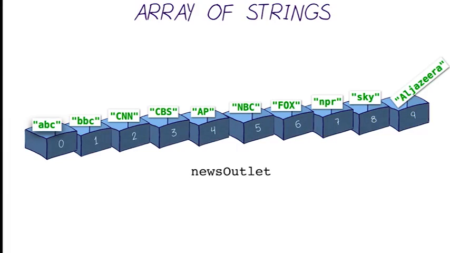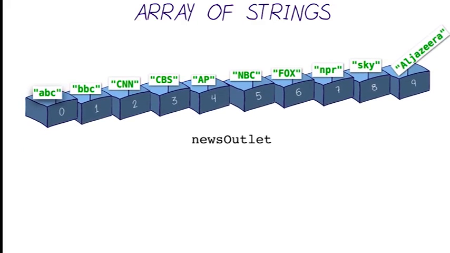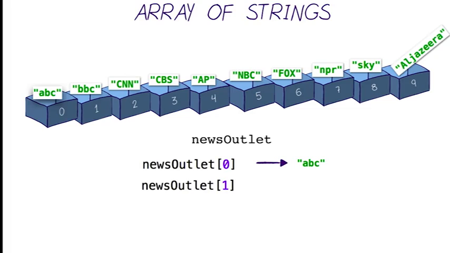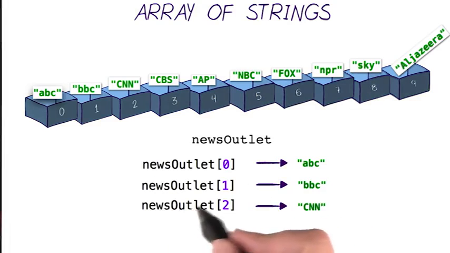If you want to retrieve the value inside any of those boxes, you just have to type the array's name followed by the square brackets with the box number inside those square brackets. For example, newsOutlet of 0 has ABC in it. newsOutlet of 1 has BBC in it. And newsOutlet of 2 has CNN in it, and so on for the rest of the array. Each of those expressions can be treated as if they're normal variables.